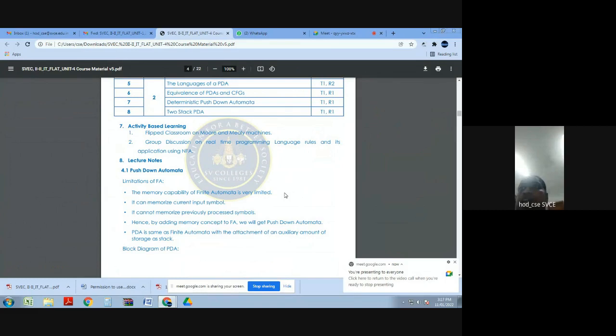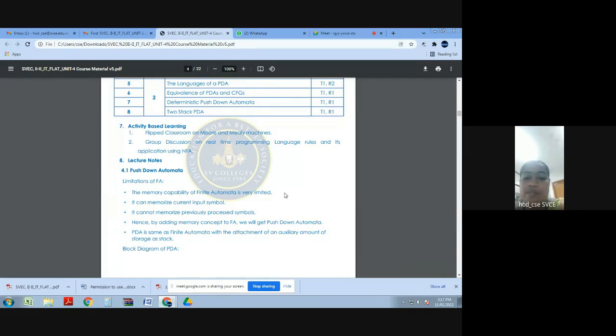So the memory capability of finite automata is very limited. It can memorize current input symbols only, and it cannot memorize previously processed symbols. Hence, by adding extra memory to the finite automata, we will get PDA. The major limitation of finite automata is the memory, so we are adding some more memory to the finite automata, which we call a pushdown automata. FA with stack is known as the pushdown automata.